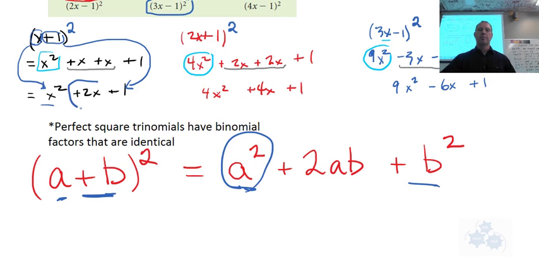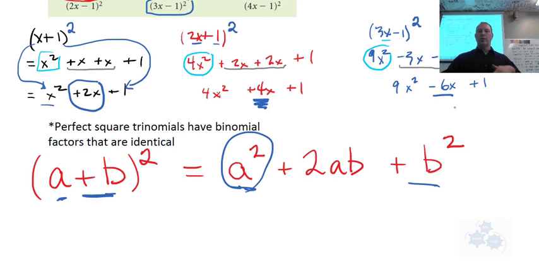The middle term, interestingly enough, is x times 1 times 2. See? a times b times 2. So whatever the product of those two terms is, multiply it by 2. That is your middle term. And that's the pattern throughout. So 2x times 1 is 2x, times 2 is, look at that, 4x. 3x times negative 1 is negative 3x, times 2 is negative 6x.